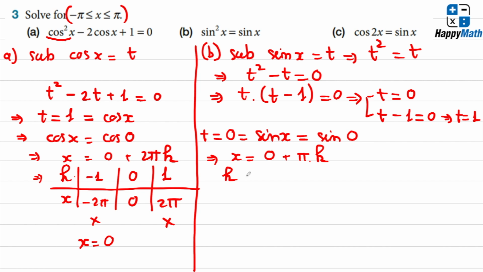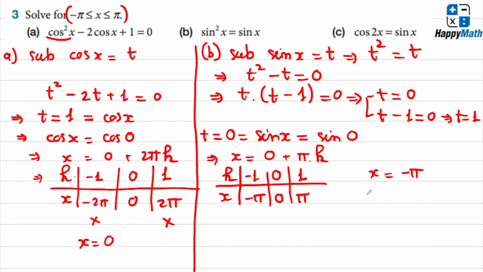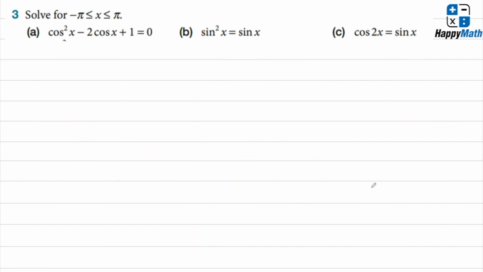When k equals minus 1, you get h equals minus pi. Here is 0, this one is 0, and here is 1, this one is pi. Oh, sorry, you get 3 solutions: h equals minus pi, h equals 0, and h equals pi will be my answer for this question. Question B. Question C, a little bit harder.